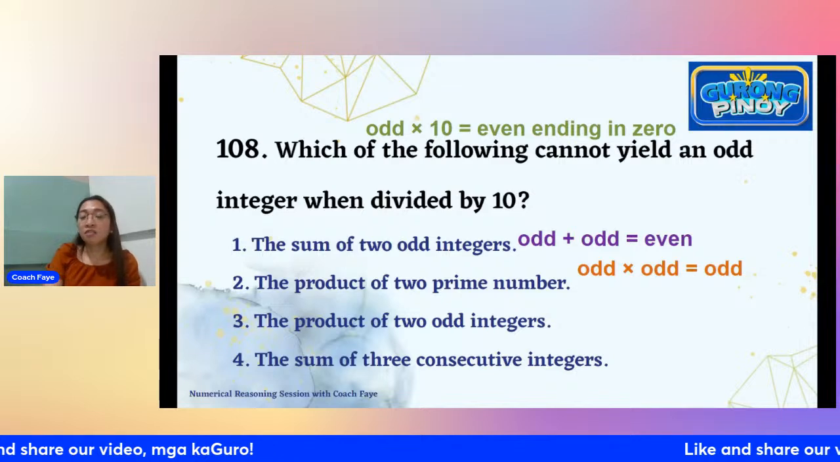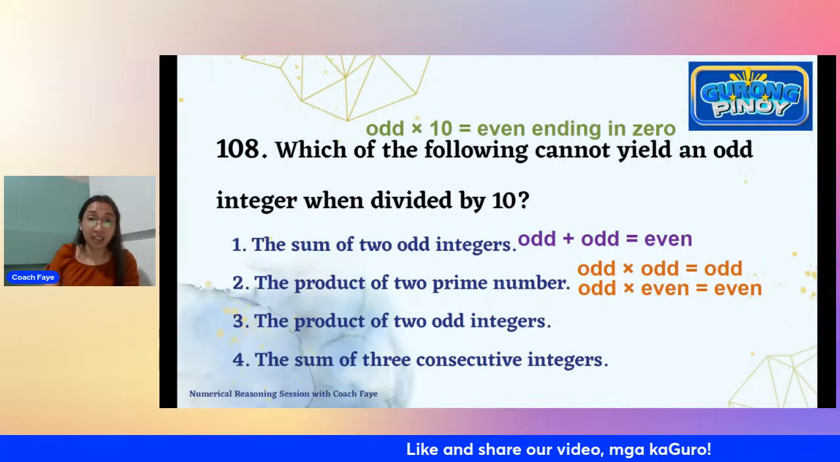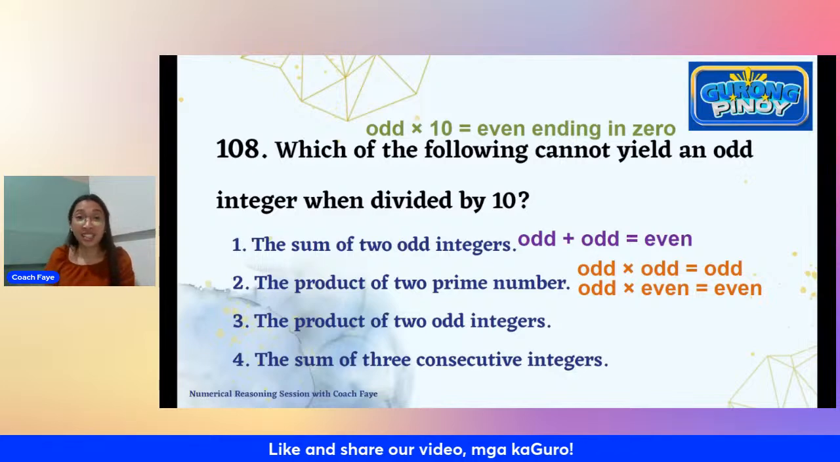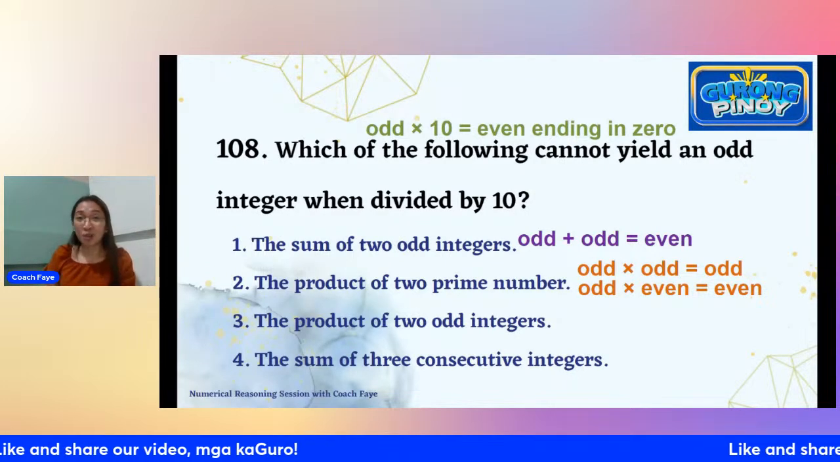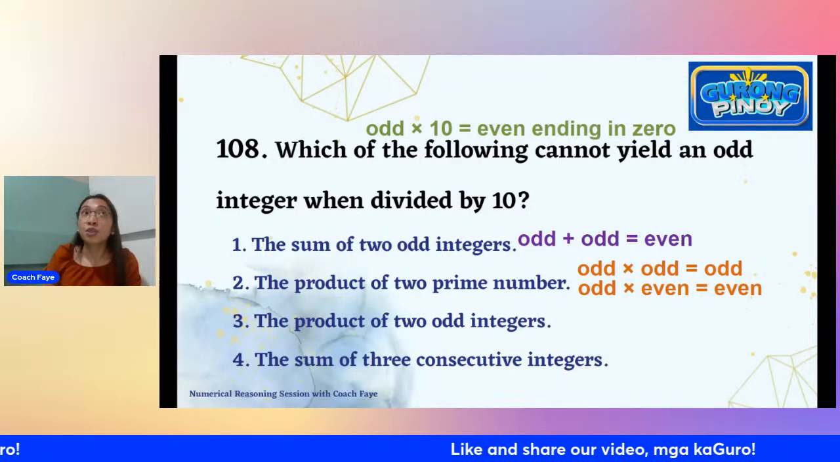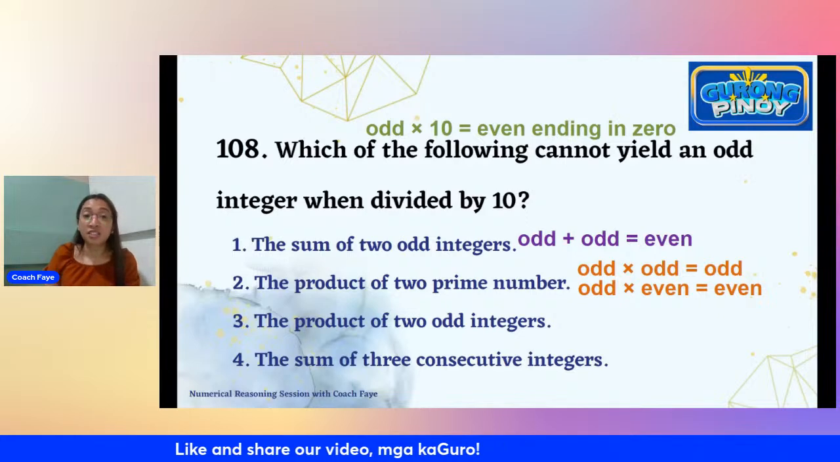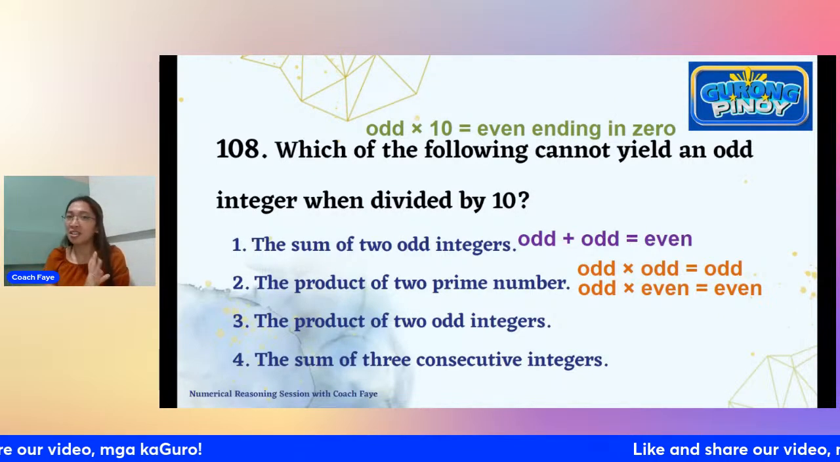So the product of two prime numbers is also possible na maging odd times even, which results in an even number. So, pwede pa rin mangyari si option 2, an even ending with 0. That is like 2 times 5. Those are two prime numbers, but the result is 10, even number ending in 0. So, hindi pwede si option 2.